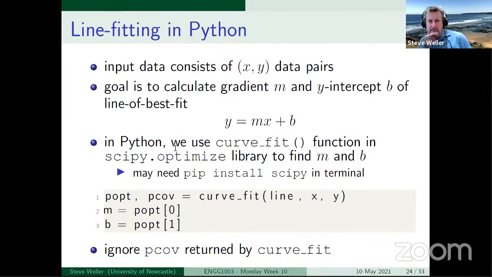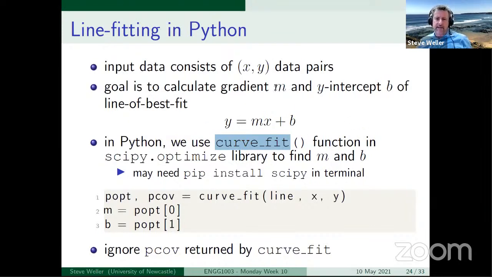So the problem in line fitting is that our input data consists of x, y data pairs. In the previous slides, I've talked about time and a function value at that time. I'm going to switch the terminology here to x and y rather than t and y, because the particular function that we're going to use in a Python library is called curve fit, and curve fit usually talks about x and y rather than t and y. It's a change in symbols, but it's not a change in concept.